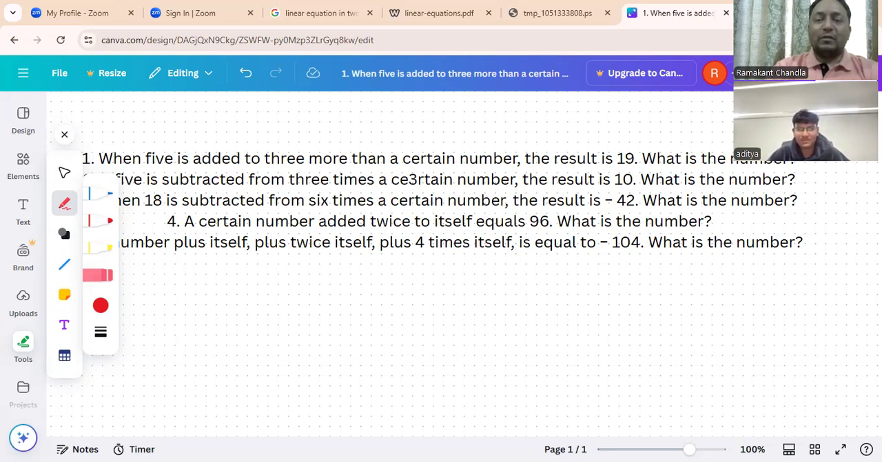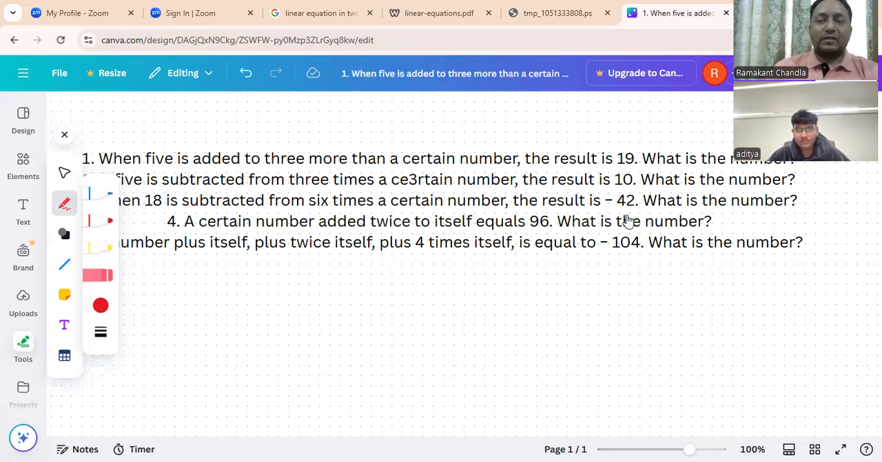The topic that you have given me is linear equations in algebra. Let's start with a few questions that I have. Let's try to solve them and analyze how we can proceed further.